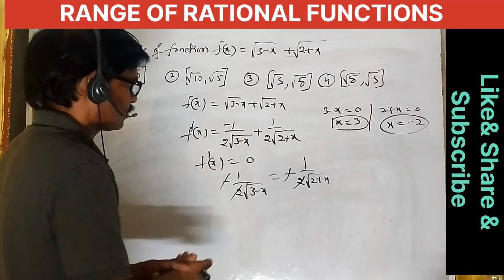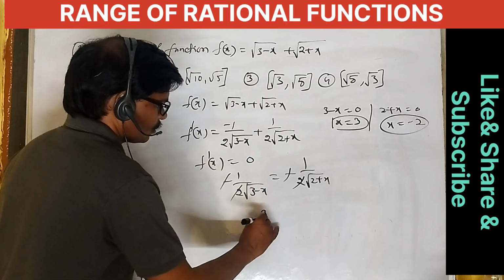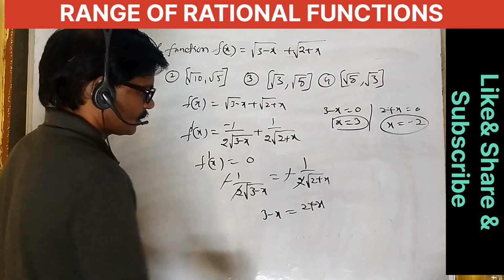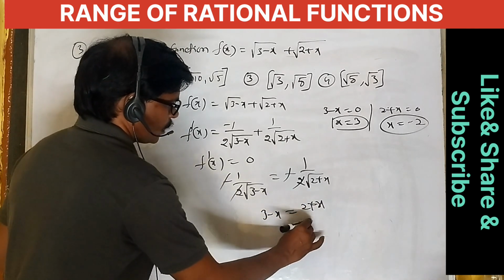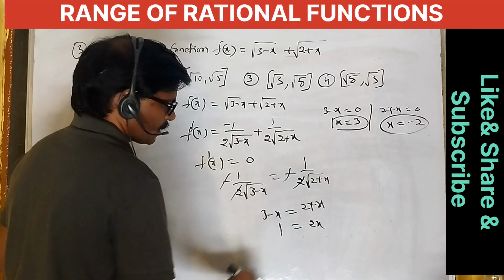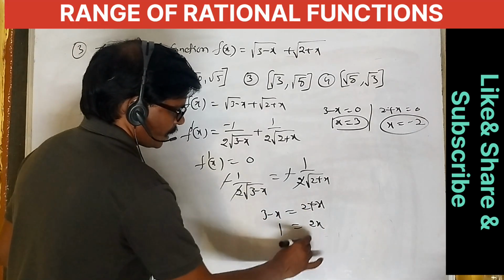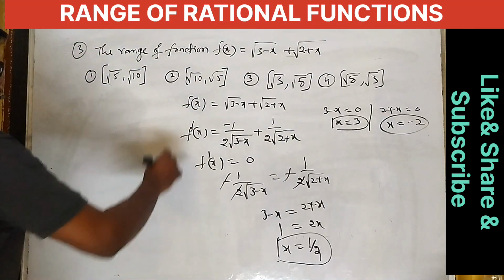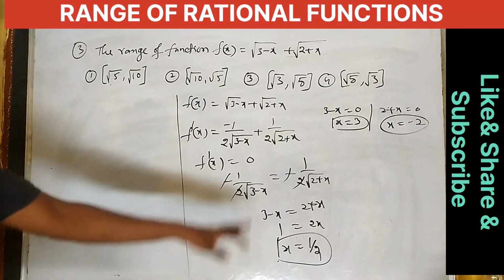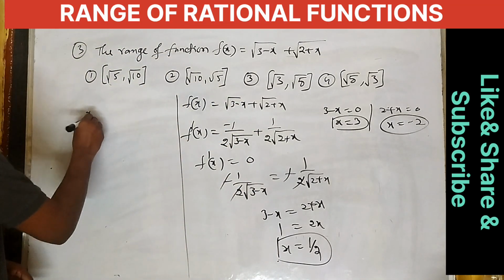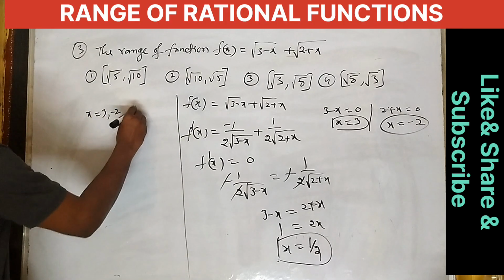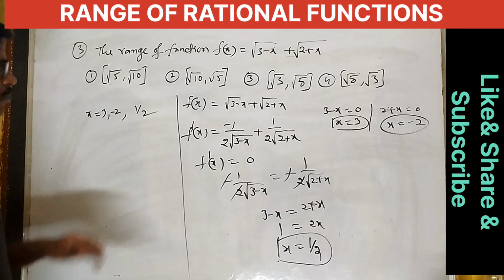Squaring on both sides means 3 minus x is equal to 2 plus x. What is the x value? 2x equals, taking this to the other side, 1, so x is equal to 1 by 2. Okay, what is our answer? x is equal to 3, x is equal to minus 2 and x is equal to 1 by 2. Okay, write this one.